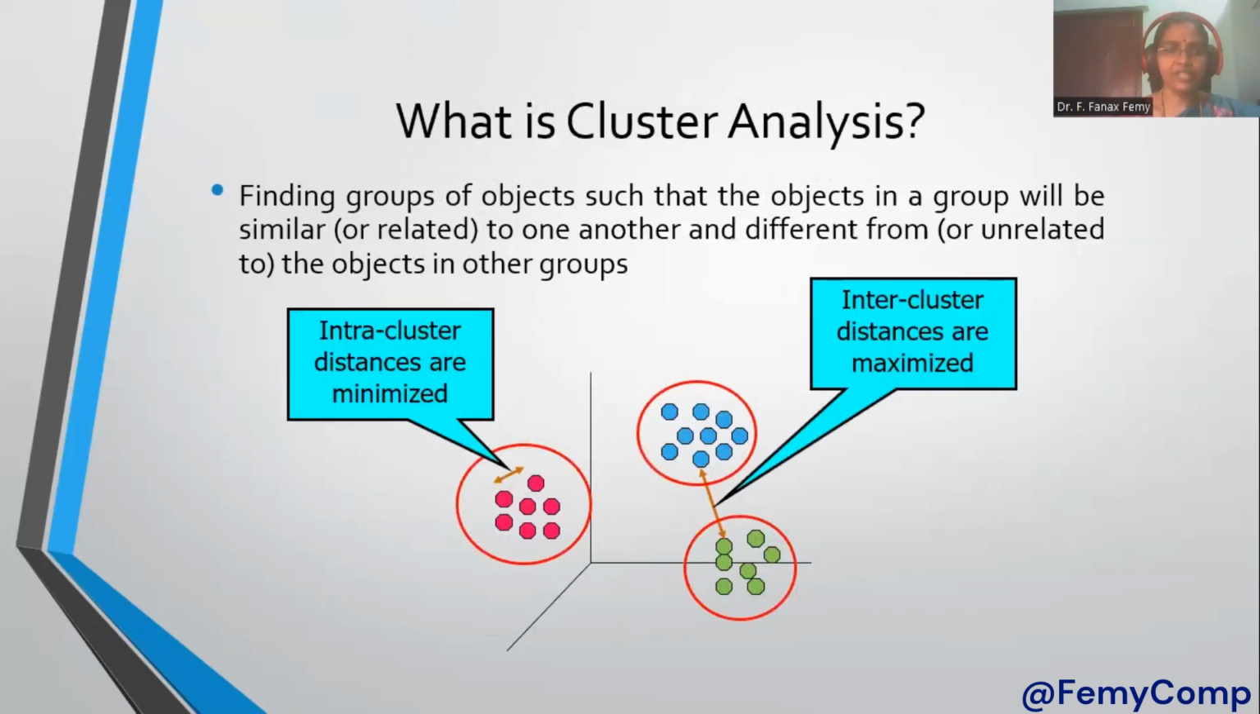What is cluster analysis? Cluster analysis is finding groups of similar objects. Here there are three clusters. Here we have the intra-cluster distance and inter-cluster distance. What do they mean? The intra-cluster distance means the distance between the objects within one class. Inter-cluster distance means the distance between the objects in different classes. The inter-cluster distance is maximized when compared to the intra-cluster distance.